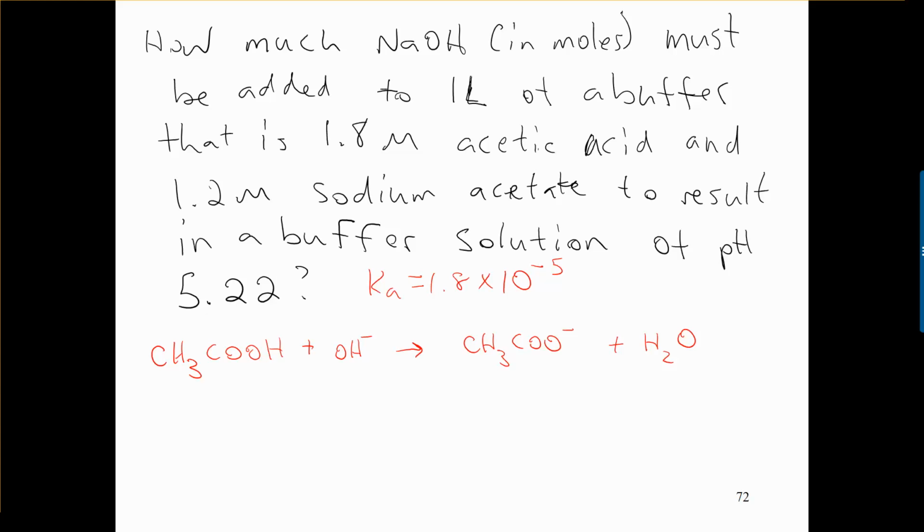Okay, so this is what's going to happen, and I'm going to end up with a certain amount of sodium acetate versus this to give me a pH of 5.22. Okay? The initial concentrations here are 1.8 molar of this and 1.2 molar of this. And this is what I want to know. It's in 1 liter. So whatever this comes out to be, the molarity of it will be the moles of it. So let's just say this is x, right? Minus x. This is going to go to 0. 1.8 minus x. And this is 1.2 plus x.